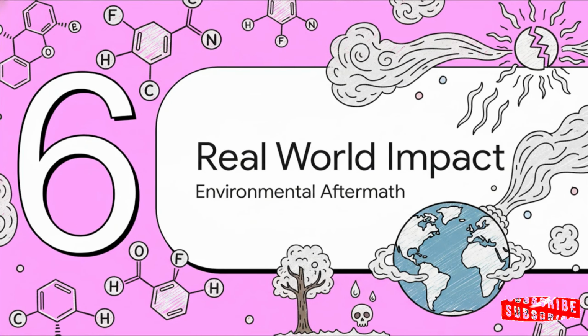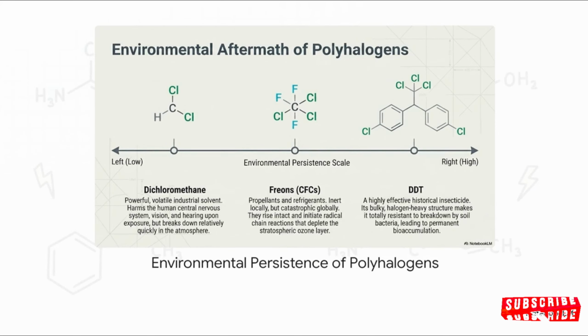Section 6. Real world and environment. Let's zoom out to the global scale and look at this environmental persistence scale. Over on the left, we have dichloromethane, which is a really powerful industrial solvent. It's highly volatile and can harm the human nervous system. But structurally speaking, it breaks down relatively quickly once it's in the atmosphere.